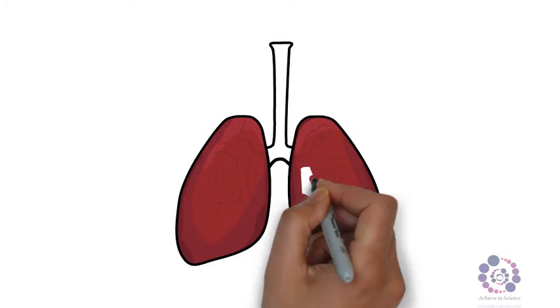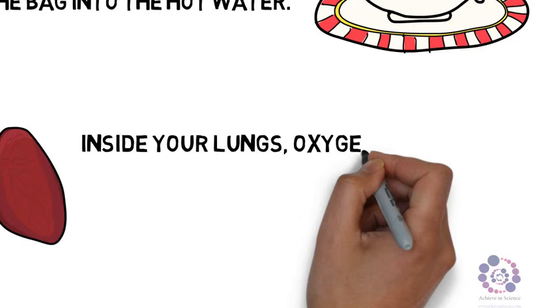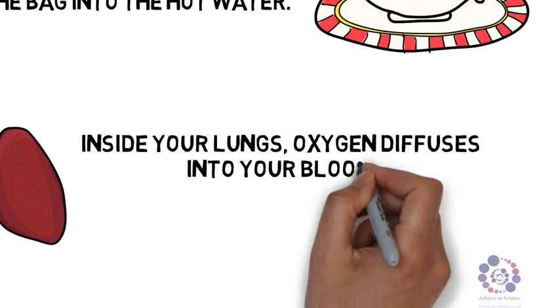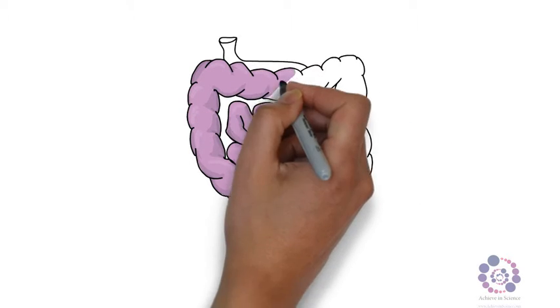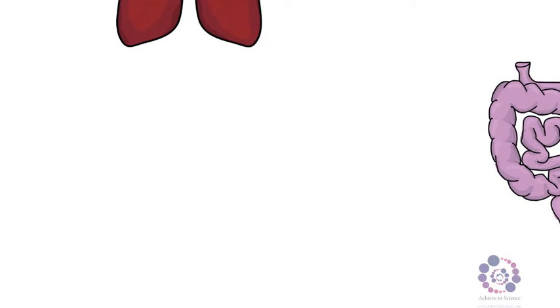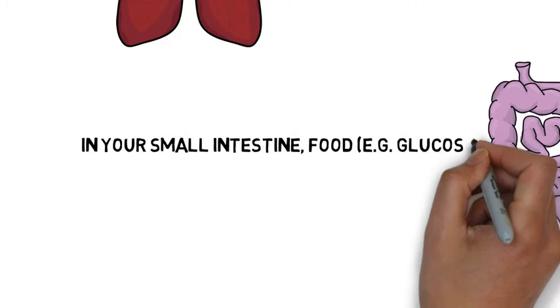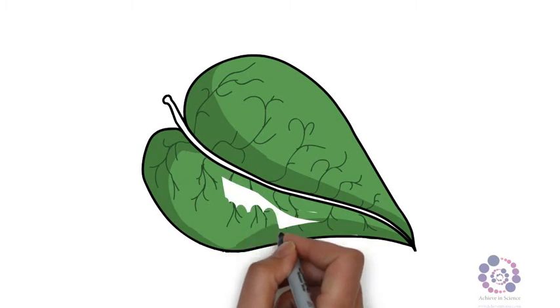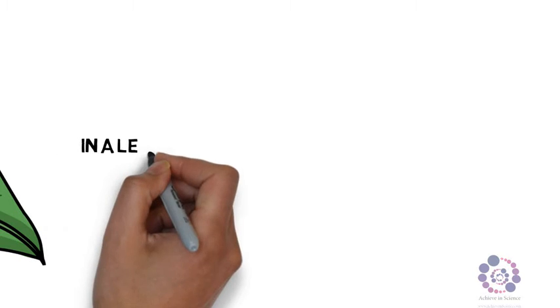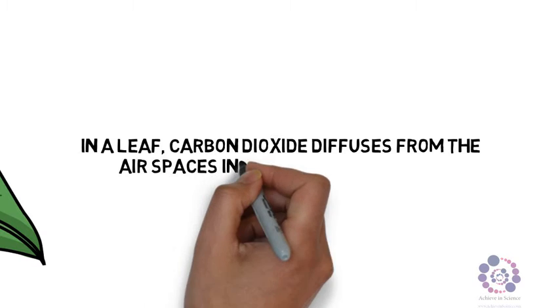Within the human body, inside the lungs, oxygen diffuses from the air into our lungs via the alveoli. Within the small intestines, food, for example glucose, diffuses from our food into the blood. Within plants, leaves in particular, carbon dioxide diffuses from the air spaces into the chloroplast for photosynthesis to take place.